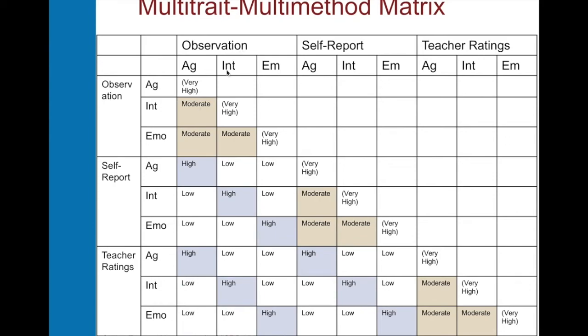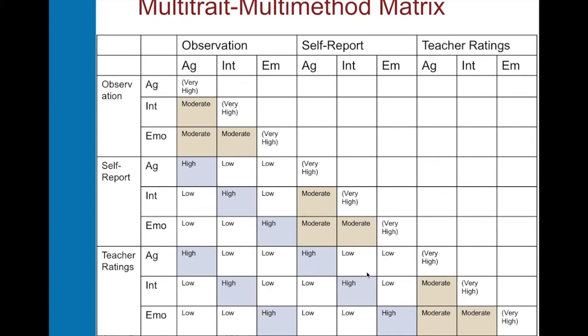So measuring, say for example, aggression through observation, and you correlate that with intelligence as being measured by self-report. Obviously, you would not expect any type of correlation going on over here. If you do, then something weird is going on. These correlations over here, the ones that are lows, is what we would typically refer to as some evidence of discriminant validity.